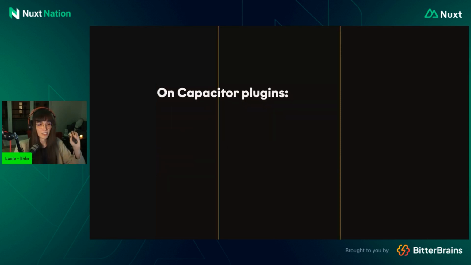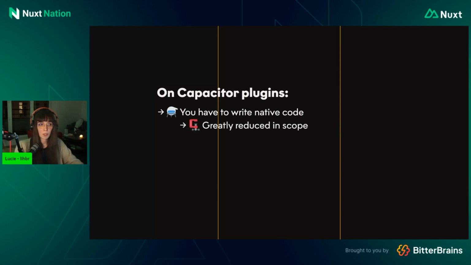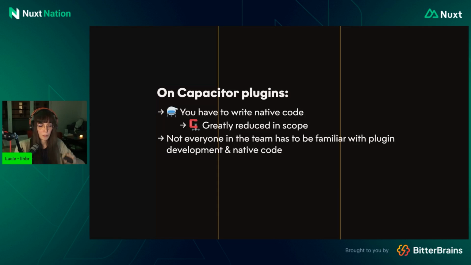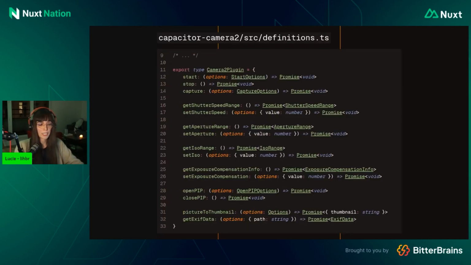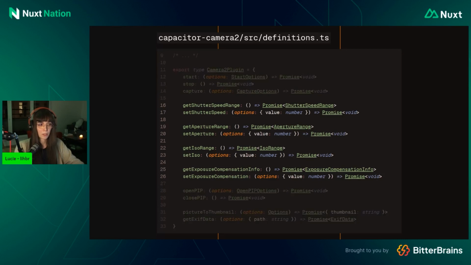I know we're talking a lot about native things here, but hear me out. What's great about Capacitor plugins is that sure, you have to write some native code, but that native code is greatly reduced in scope thanks to Capacitor plugins. One thing I really want to emphasize for this talk is that not everyone in the team has to be familiar with plugin development and native code. Only a few have to be, and this allows you to still concentrate most of your effort on building the Nuxt app itself.